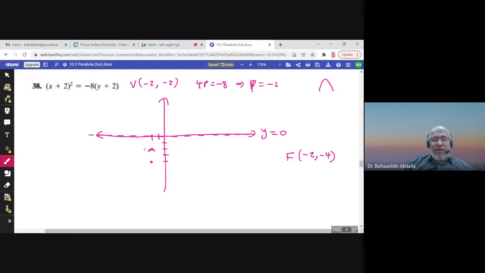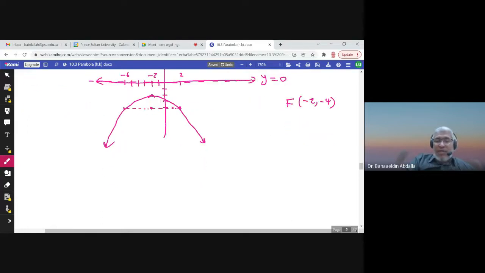But I'll find the length of the latus rectum. The length of the latus rectum is absolute value of -8, which is 8. So 4 units to the right and 4 units to the left. So this is -2. I reach -6 here and I reach 2 here. And that's it. I can connect these 2 points and sketch the graph of the parabola. There are no X-intercepts in this case. You can find the Y-intercept and make sure that our graph passes by this Y-intercept.